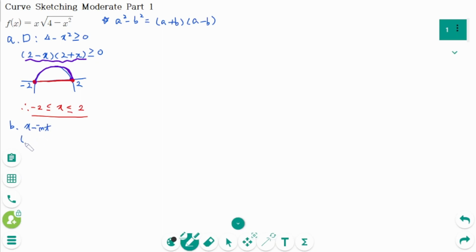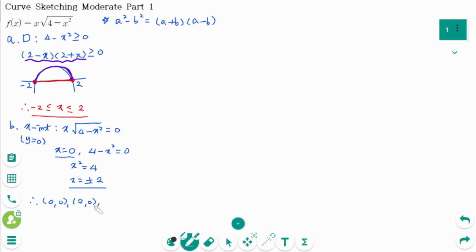The x-intercept is when y equals 0. Then x times the square root of 4 minus x squared equals 0. So x equals 0 or 4 minus x squared equals 0. Then x squared equals 4. That means x equals plus or minus 2. This one and this one. Then the x-intercepts are (0, 0), (2, 0), and (minus 2, 0).